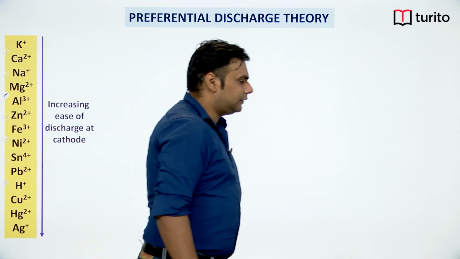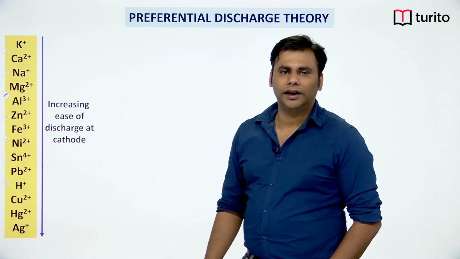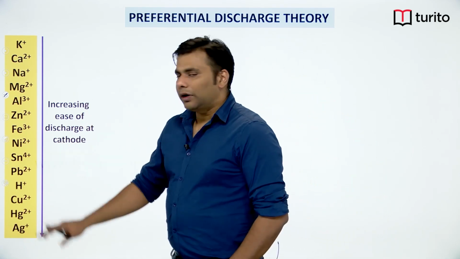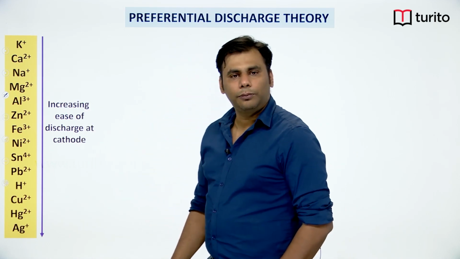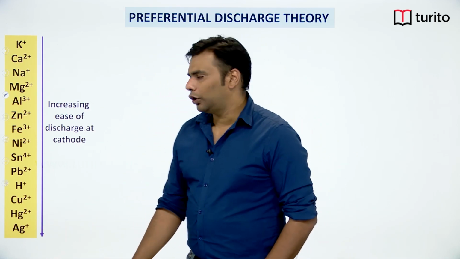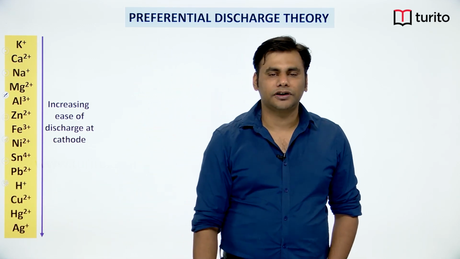So let us look at the basic data. Okay, so this is again taken from the electrochemical series only. Okay, so if you look at this, potassium plus is at the top and Ag plus is at the bottom. Now H plus is somewhere over here. We know that the reduction potential of H plus is 0.